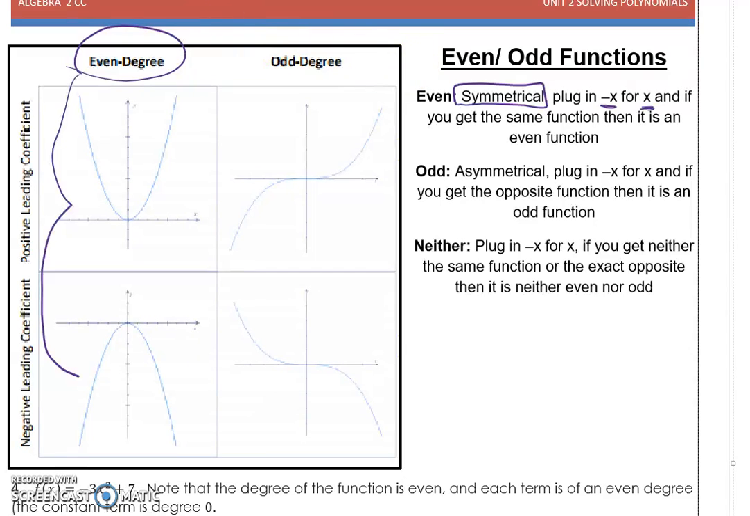An odd function is not symmetrical, meaning if we substituted in negative x and x, we would get the opposite function. So here's your odd functions. And then neither is when you do not get the exact opposite. So if you don't get the exact opposite and you don't get the same, it means it's neither, and that's okay.